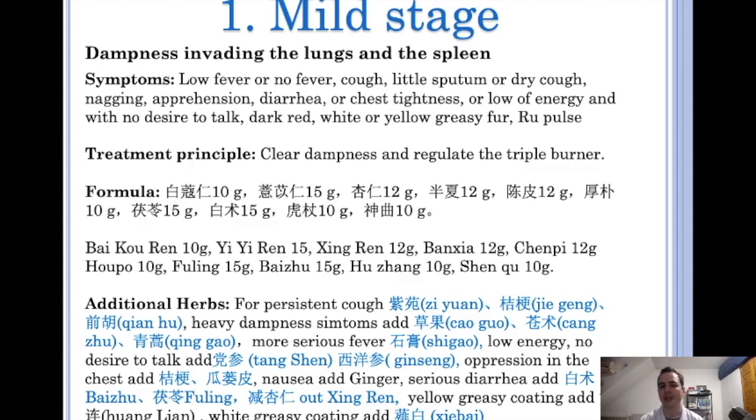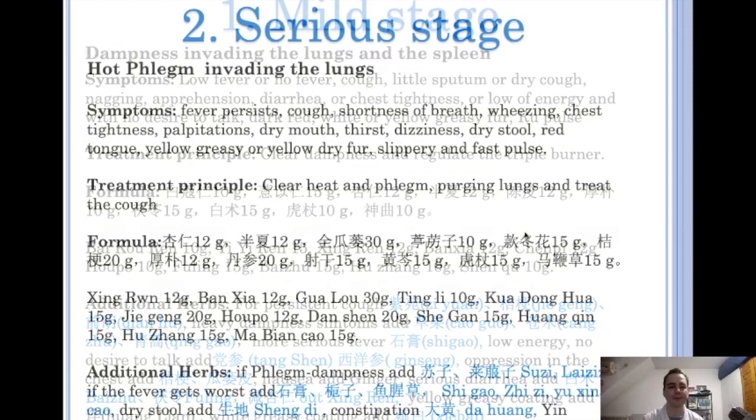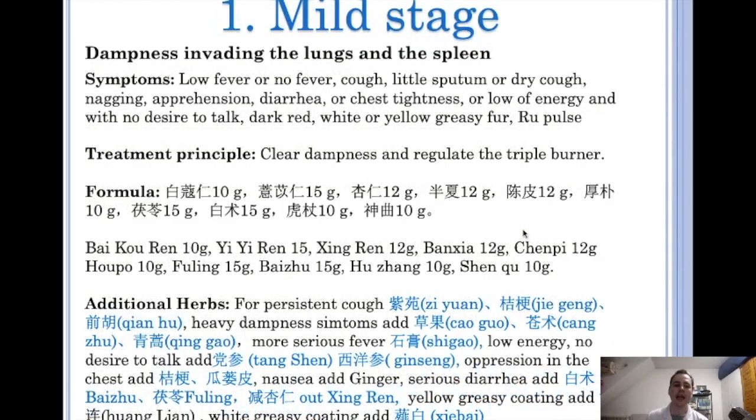This formula is going to be based more on expelling or clearing the dampness than on taking the pathogen out to the exterior. So we can see the first herbs we have here, for example Yiren, Baicoren, Baichu, Houpo, Chenpi, Fuling, are all herbs that clear dampness. In this case they also regulate the triple burner. We are using, for example, Banxia to expel the pathogen, and Houpo, okay. And for the additional herbs, you can read there.